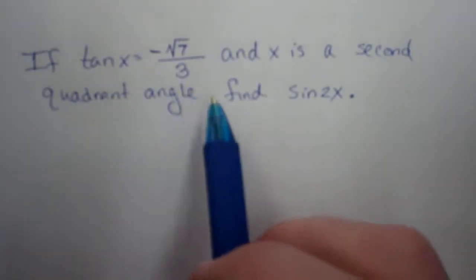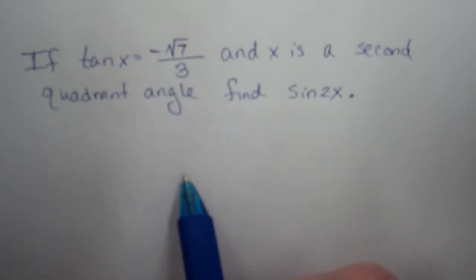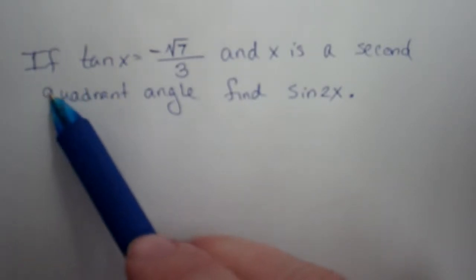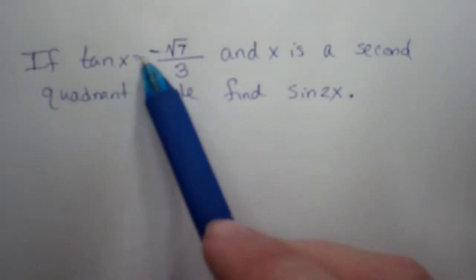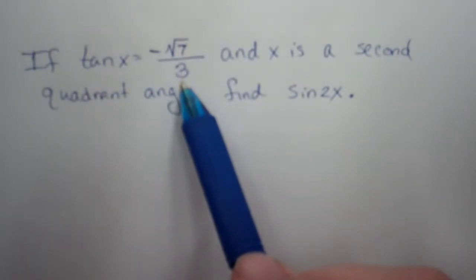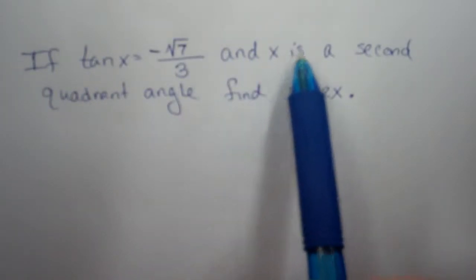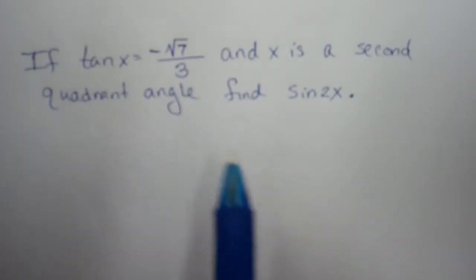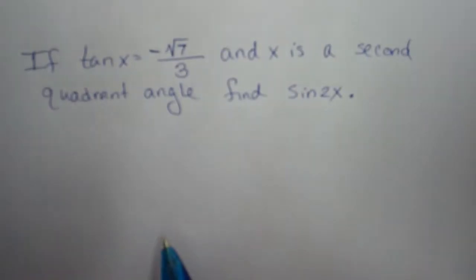This video is to get more practice using the trigonometric formulas. This problem says, if the tangent of x is equal to negative radical 7 over 3, and x is in the second quadrant, find the sine of 2x.